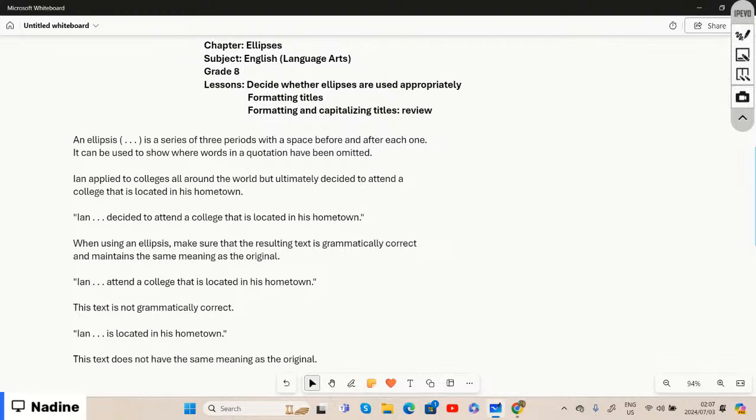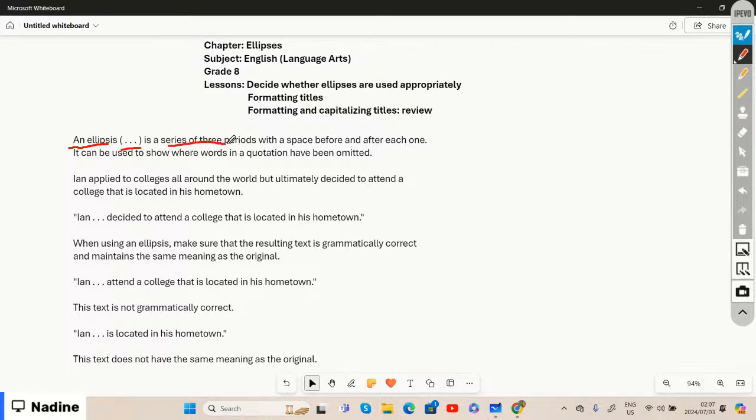All right. So ellipses, right? An ellipsis, it's those three little dots. It's like the dot, dot, dot. So an ellipsis is a series of three periods with a space before and after each one.